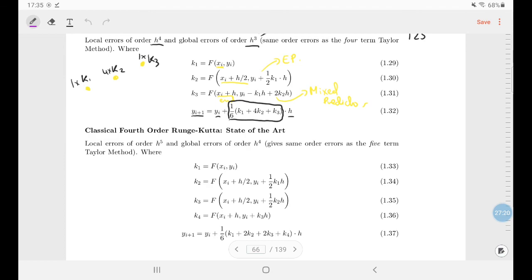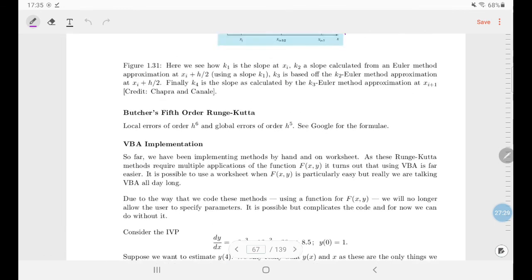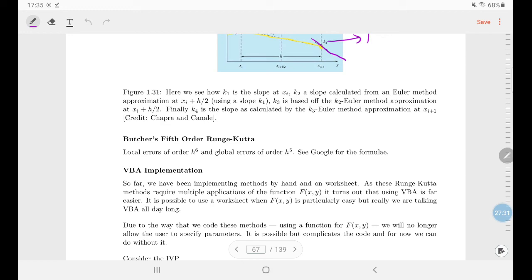But this is state of the art, what a lot of software packages would use. If you really had a very important project that you wanted to be sure of, you'd use the 5th order or even 6th order. Okay.